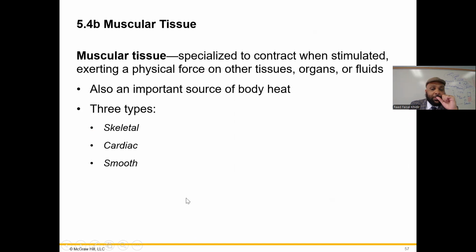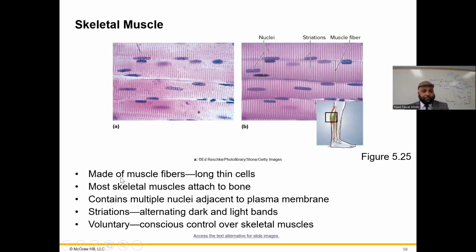Muscular tissue. Muscular tissue is specialized to contract when stimulated, exerting a physical force on the tissue, organs, and fluids. Also, it is an important source of body heat. There are three types of muscular tissue: the skeletal muscles, the cardiac muscles, and the smooth muscle.